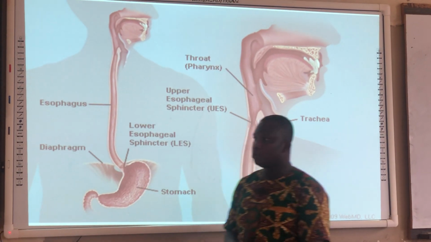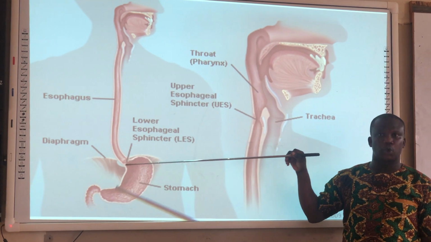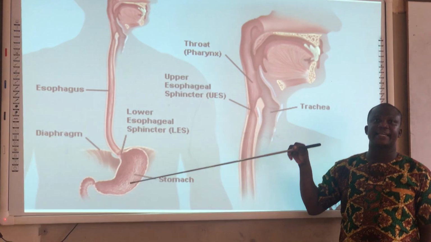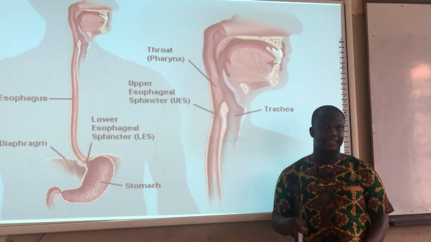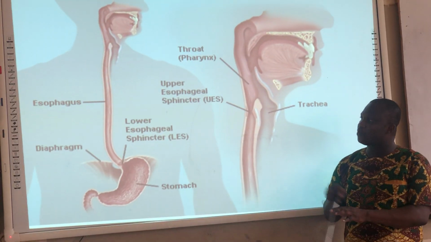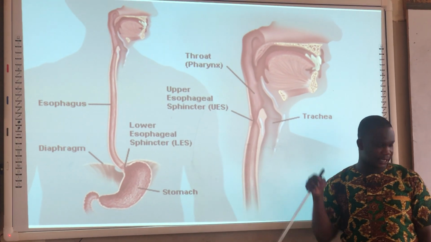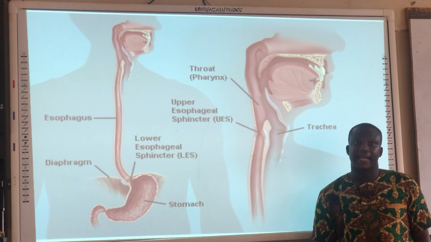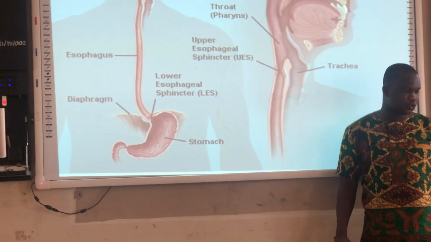So whenever food enters from the esophagus into the stomach, the sphincter closes, and the closure is to prevent the food that has already entered the stomach from regurgitating back into the esophagus. At the same time, the sphincter also opens to allow the food to enter into the stomach. That is all about the esophagus. Now, let's go down to the structure below, the stomach.